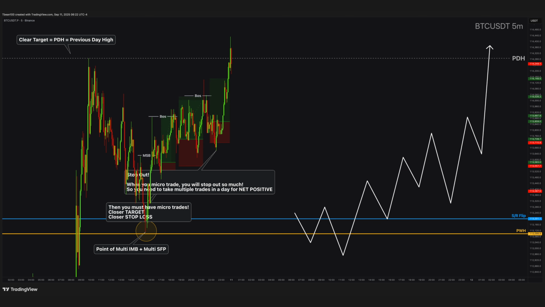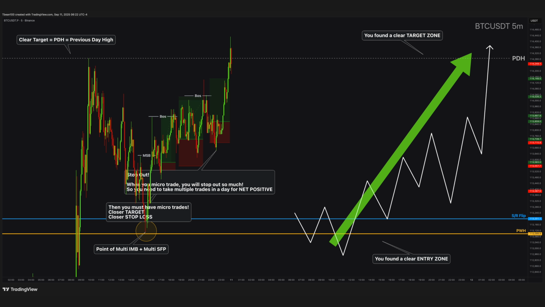Let me break this down and explain it in even simpler language along with some clear visuals. First, you need to find the direction of the market, the bias. You must have a bias. For example, let's say you spot an area with multiple imbalances and several swing failure patterns. That area becomes your entry zone, the area where a possible reversal starts. At the same time, you also need to identify a clear target at the top. Now you have both a direction and a trading bias. This is the first step.